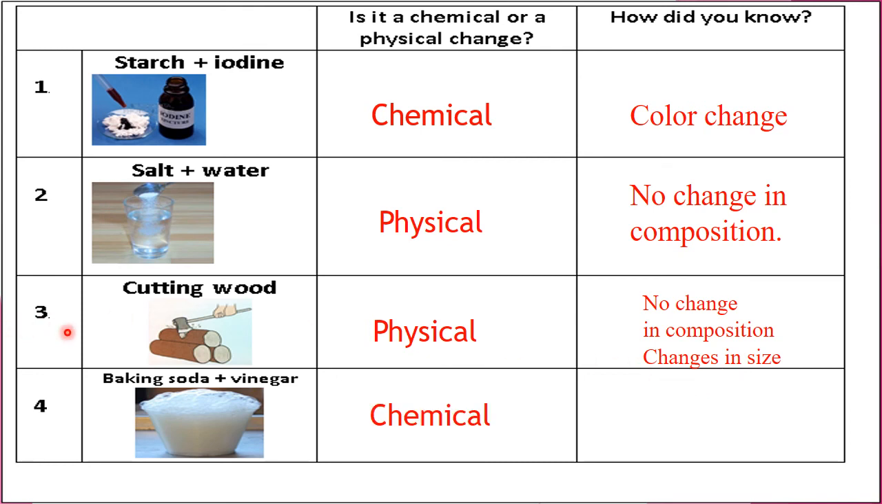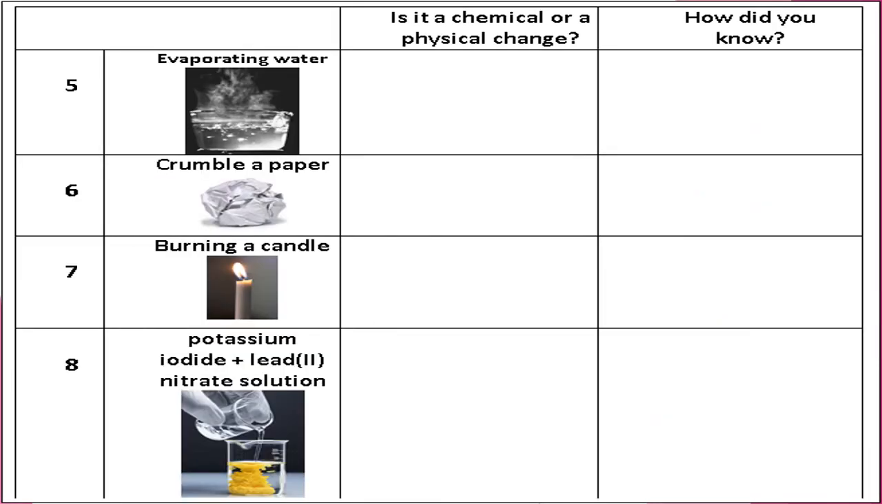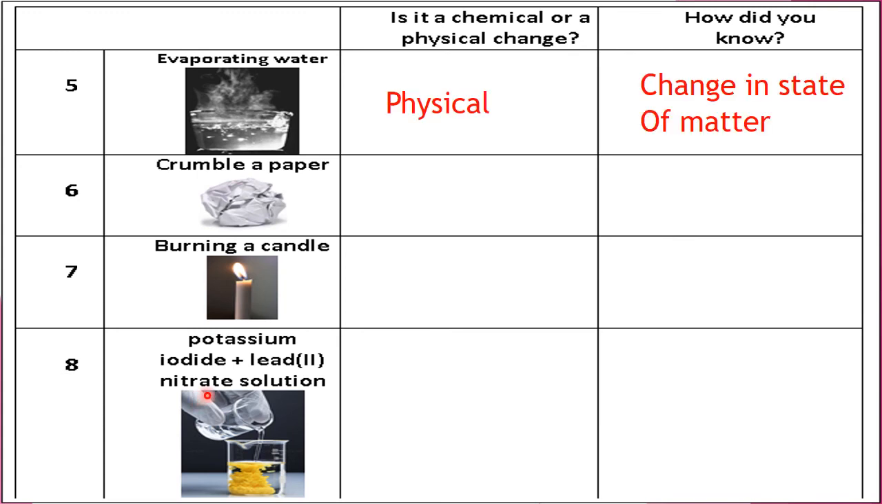Baking soda plus vinegar, it is a chemical change because there is a chemical reaction between baking soda and vinegar. There is production of gas. Okay, formation of bubbles means formation of gas or production of gas. Okay, number 5, here we have evaporating water. Evaporating water, it is a physical change. Why? Because there is change in state of matter from water to water vapor.